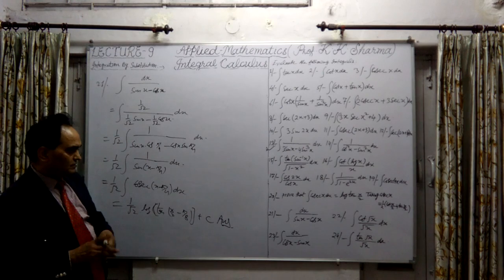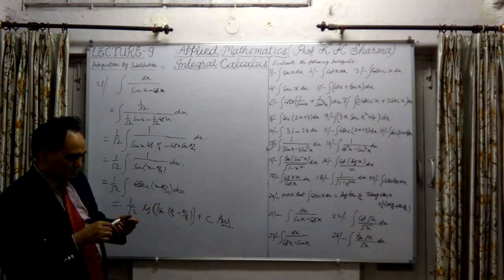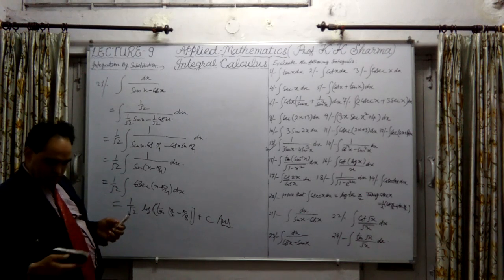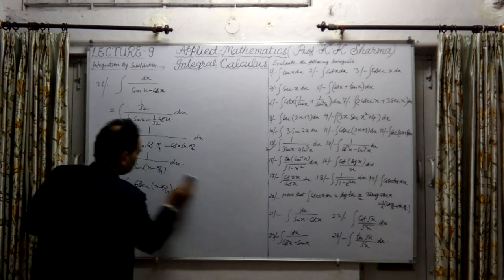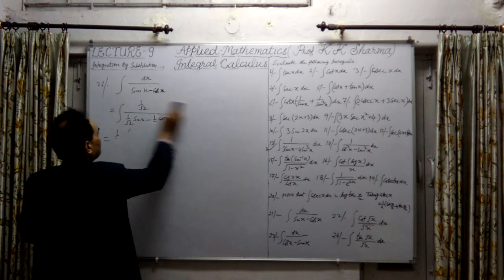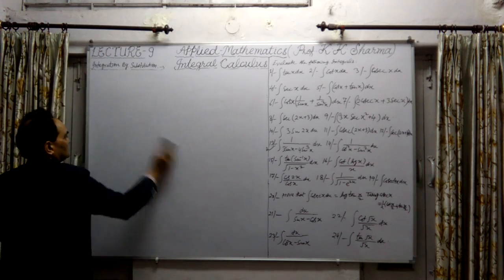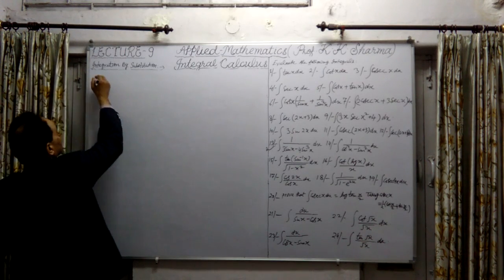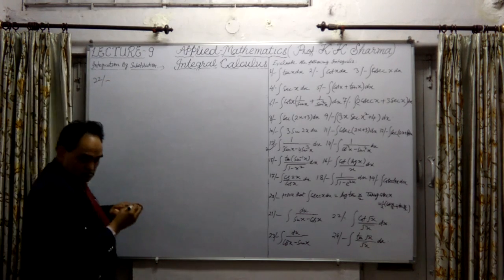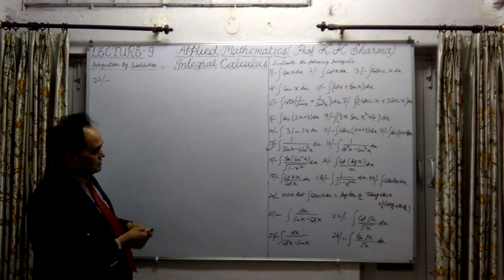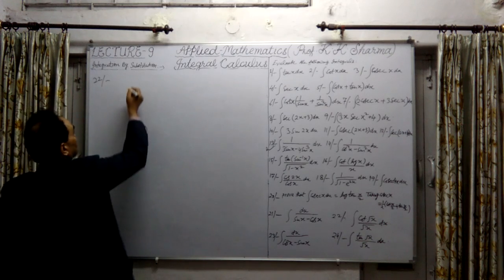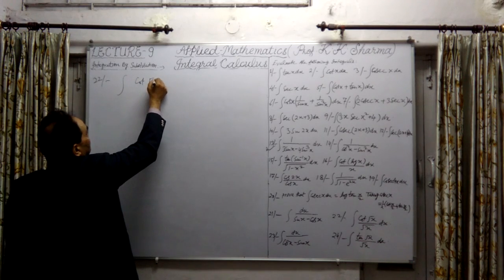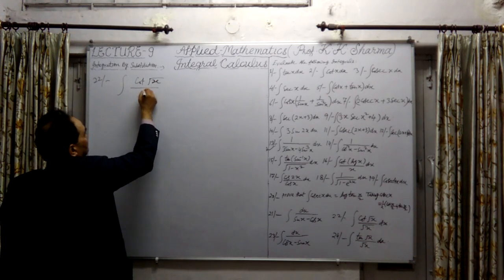Okay, the 21st question we have done. Now let's talk about the next one. Let me take question number 22. Question number 22 is the integration of cot of root x upon root x dx.